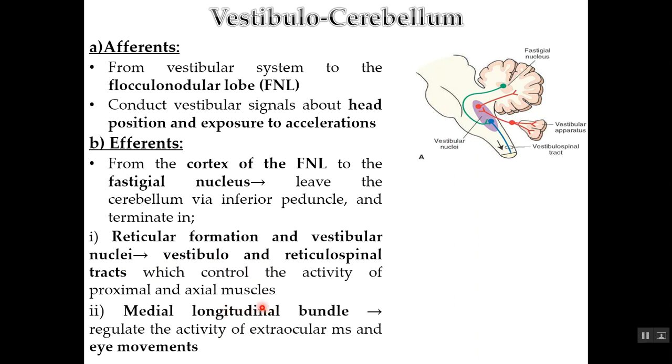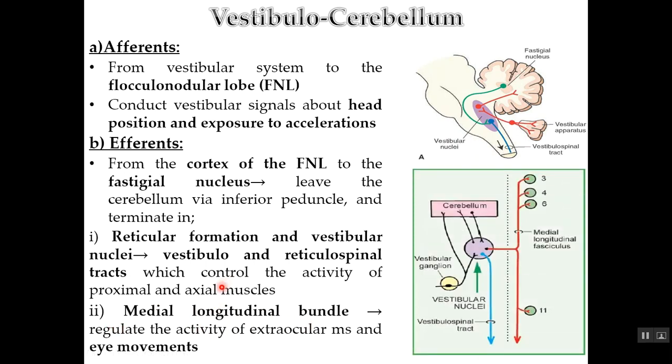Number two, to the medial longitudinal bundle, and this medial longitudinal bundle regulates the activity of the extraocular muscles and eye movement, like this. This is the third, fourth and sixth cranial nerve. This is the medial longitudinal bundle or fasciculus. So the efferent will send motor orders to the reticular formation and vestibular nuclei, and also to the medial longitudinal bundle or fasciculus.